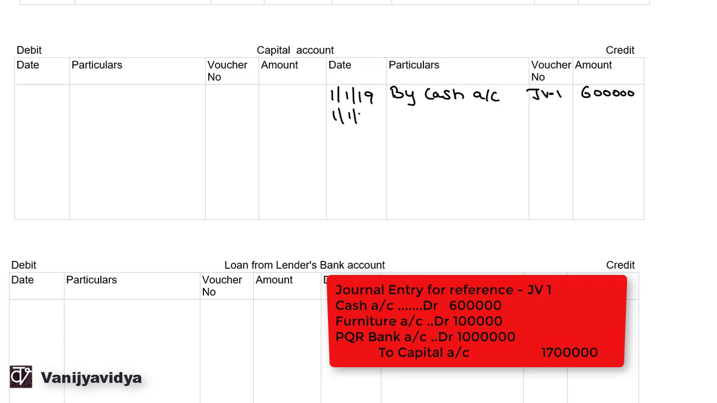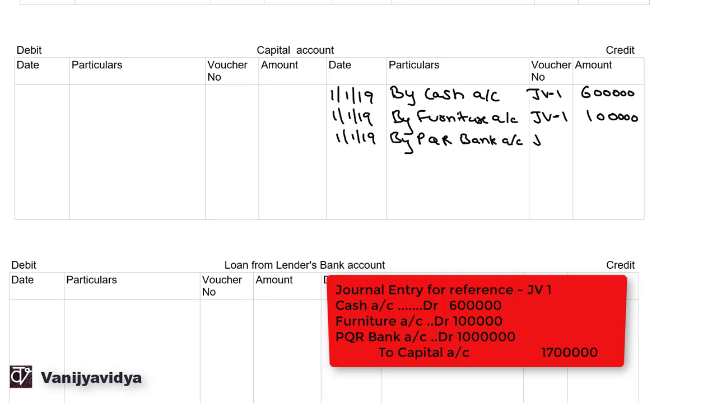Again, 1/1/2019, by furniture account, JV1, amount is 1 lakh. Third, 1/1/2019, by PQR bank account, JV1, amount is 10 lakh. So this is the way we post the journal entry in the respective ledger accounts.